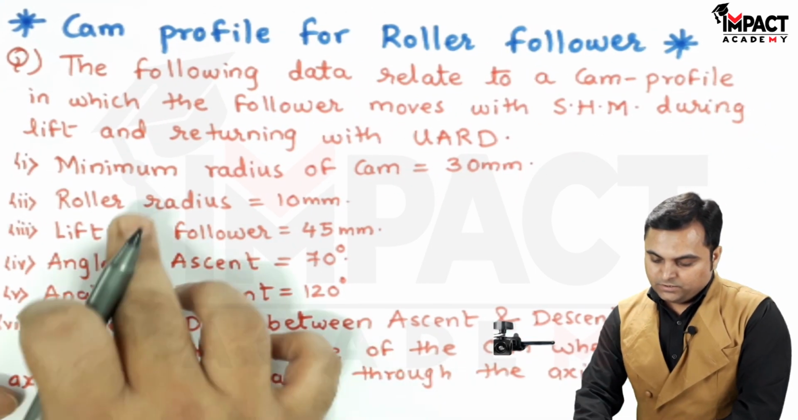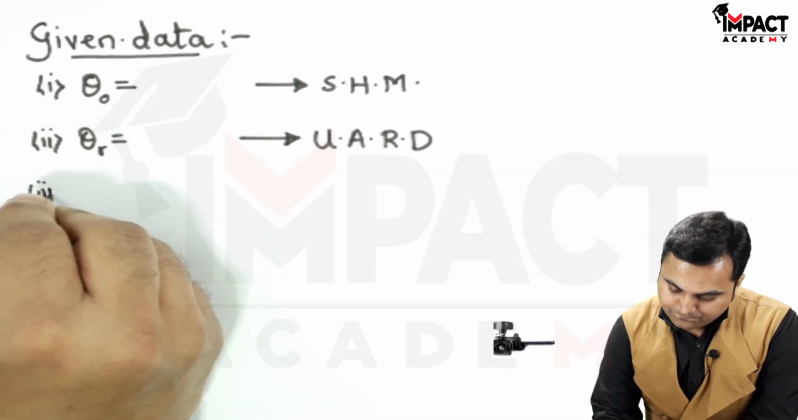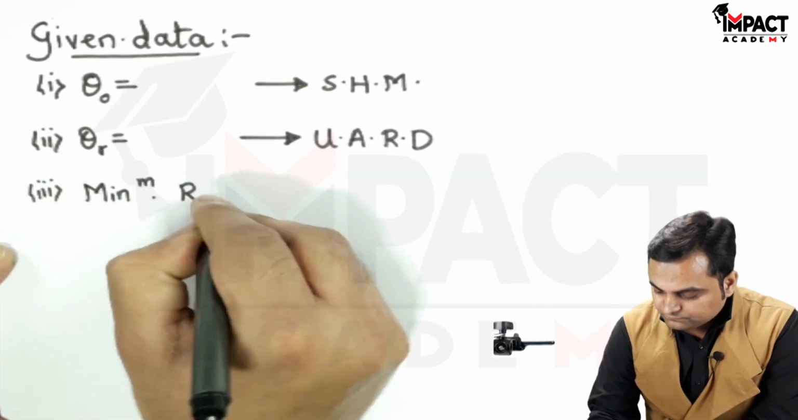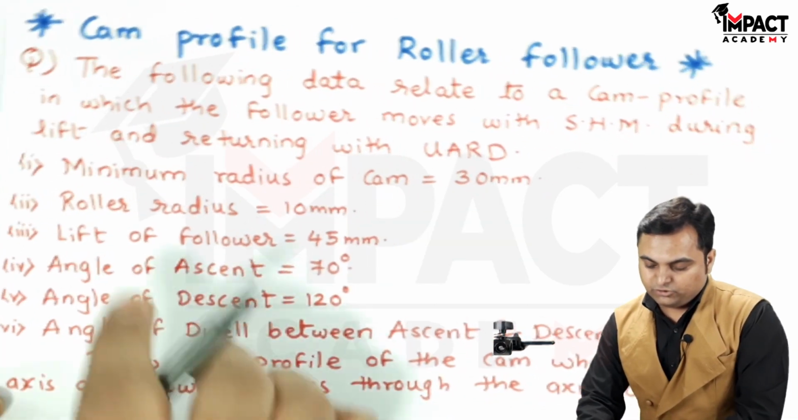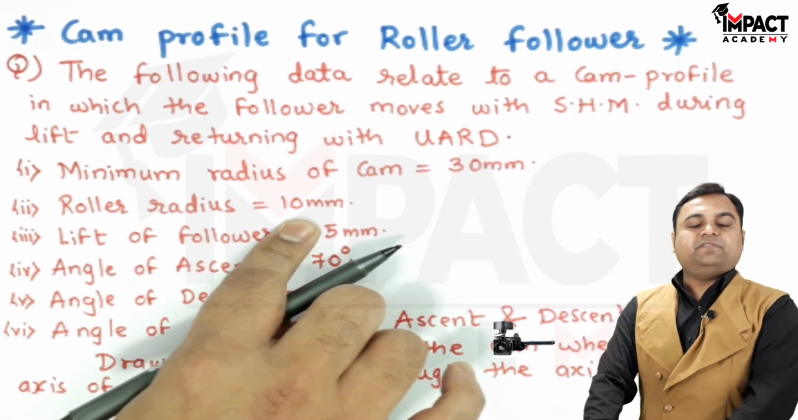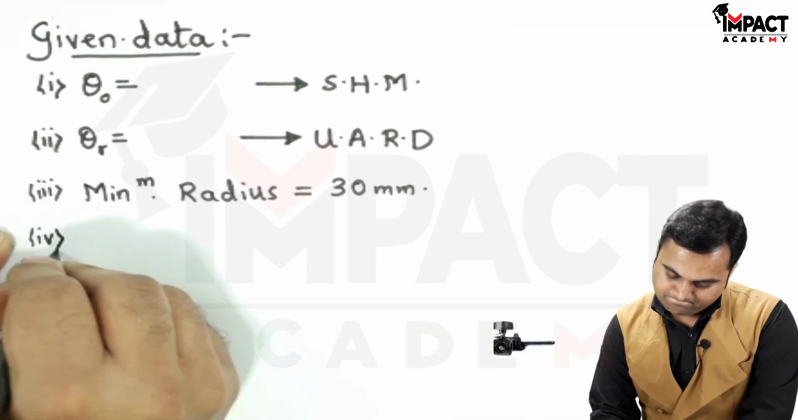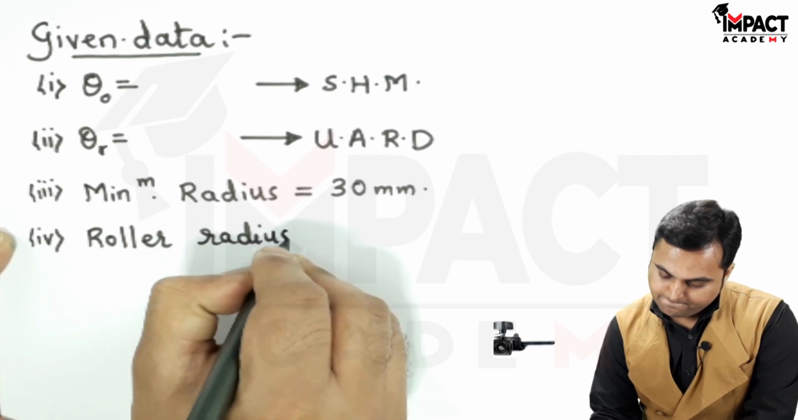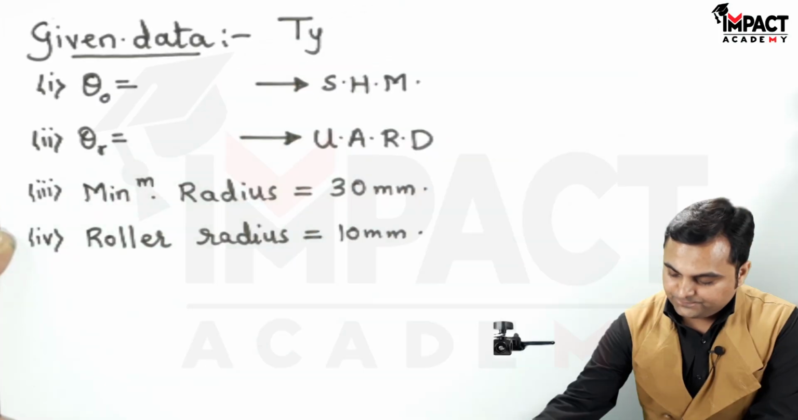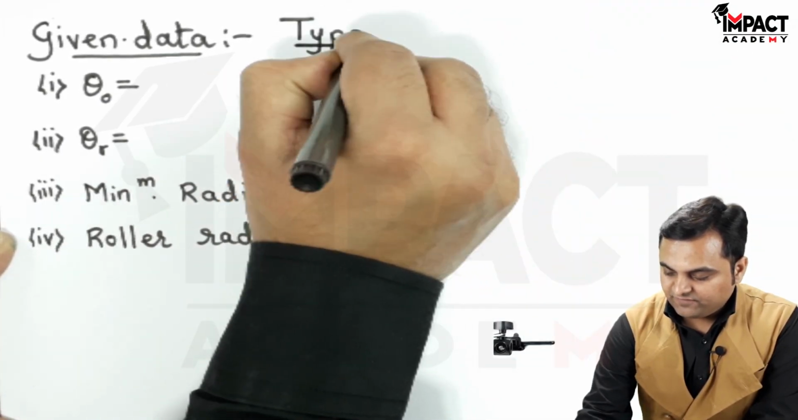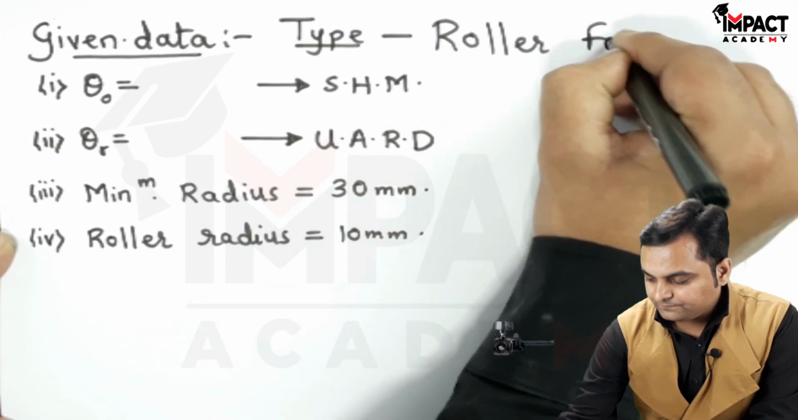Then the minimum radius of the cam is 30 mm. And the roller radius is given. It means the type of follower is the roller follower. I am writing the type of follower in the data. This we have to mention in every problem. Here it is a roller follower.